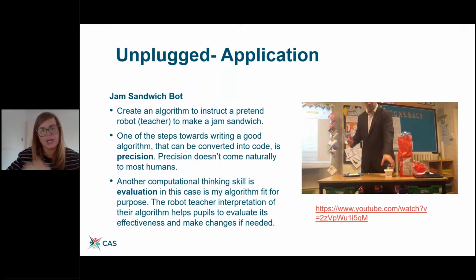If they say scoop jam, I literally scoop it with my hands, wear gloves, that kind of stuff. But you're just being a pain. So you're getting them to think about, I'm a computer. I will do exactly what you tell me to do. If it goes wrong, it's not my fault, it's your fault because your algorithm isn't precise enough.